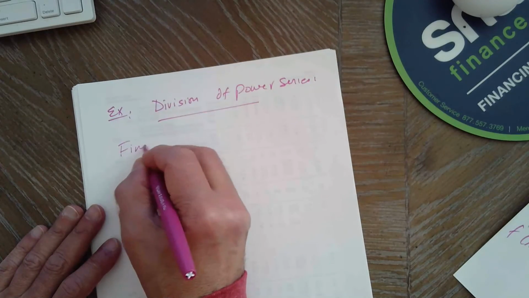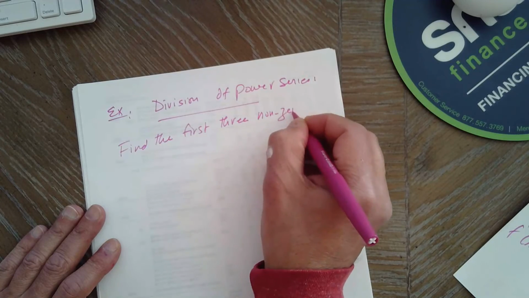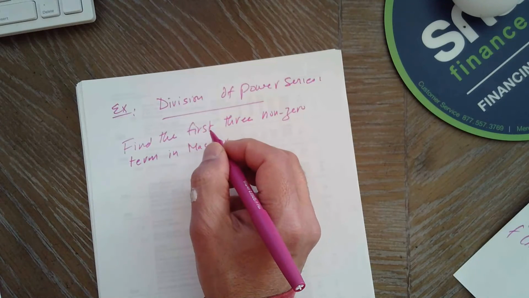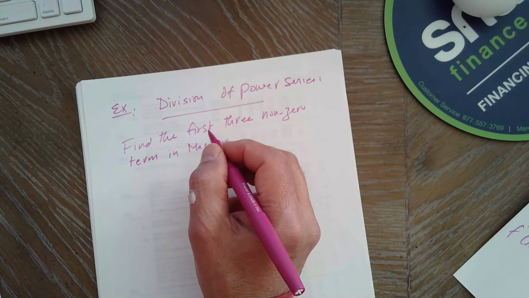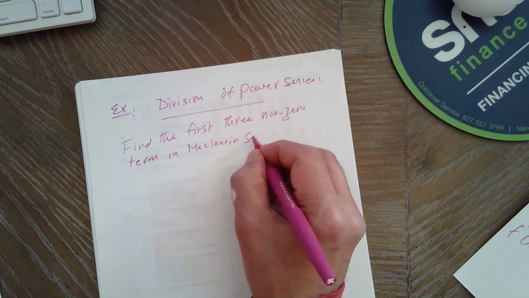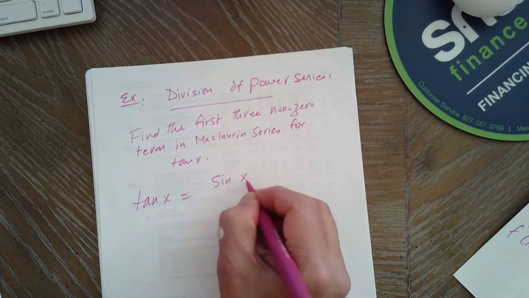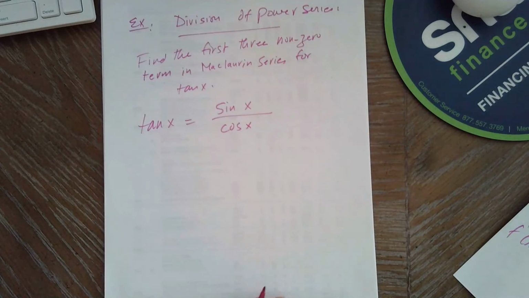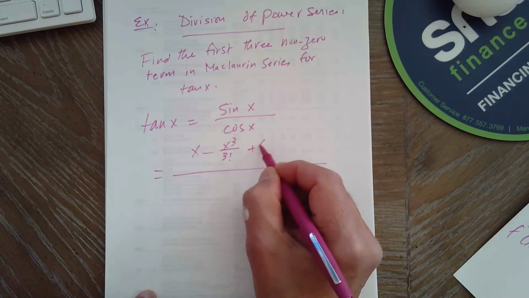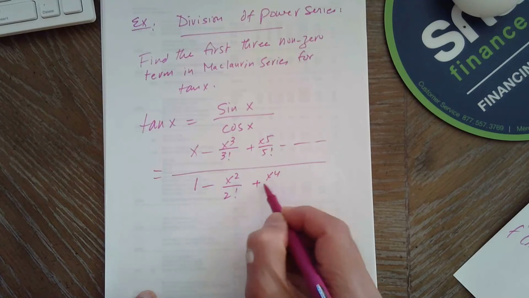So find the first 3 non-zero terms in the Maclaurin series for tangent x. So we have the Maclaurin series for sine, we have the Maclaurin series for cosine, so we're going to do long division. Sine is x minus x cubed over 3 factorial, x5 over 5 factorial, and then cosine is 1 minus x squared over 2 factorial, and so on.